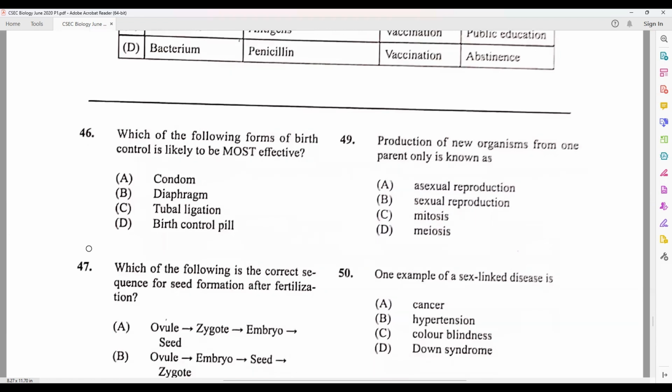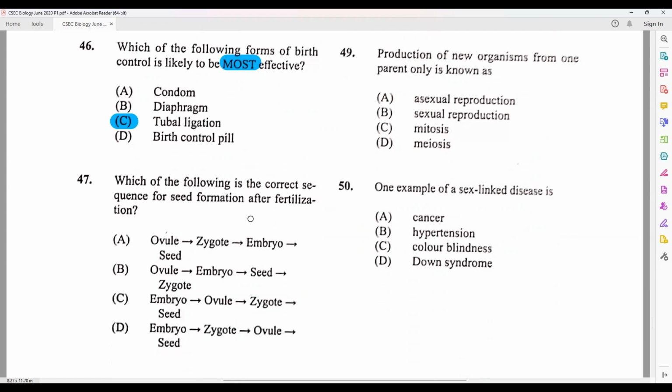46, which of the following forms of birth control is likely to be most effective? You want the best one, and that has to be surgical. Tubal ligation is the tiny tubes of a female. They use the fallopian tubes, also known as the oviduct. They snip and tie the fallopian tubes.